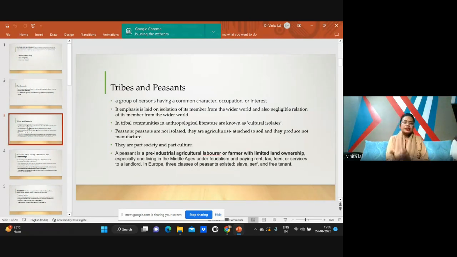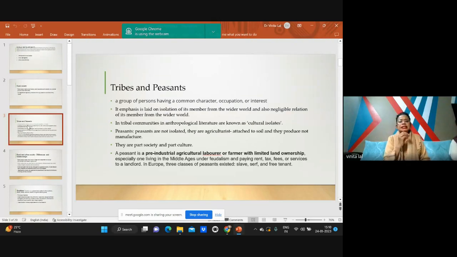Let us try to find out about tribal society. As already said, they are isolated. They might have existed in the distant past, but whatever historical material we have been able to garner indicates there have always been relations of exchange between communities and tribal persons and others. They are called tribes. In anthropological literature, we can say they are culturally isolated. They are very slow learners; they have a very slow learning behavior. That's why they are called cultural isolates.